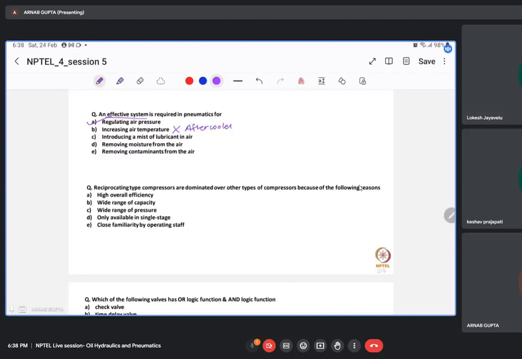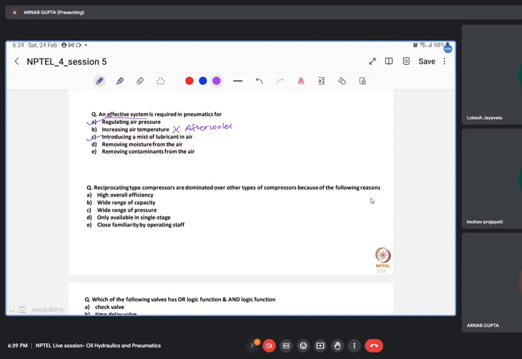Next, introducing a mist of lubricant in air. Yes, this is very much required, especially to lubricate the moving parts in the actuators and the different valves, where there can be spools and other mating parts. There you need to have some sort of lubrication which would allow smoother movements of the mating parts.